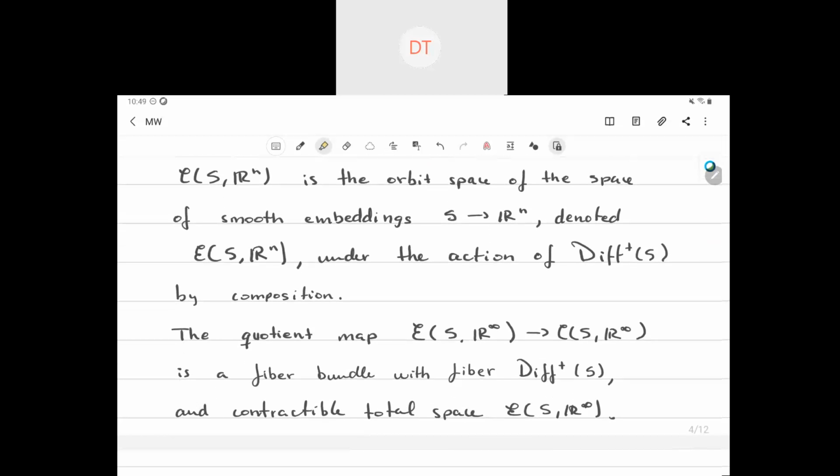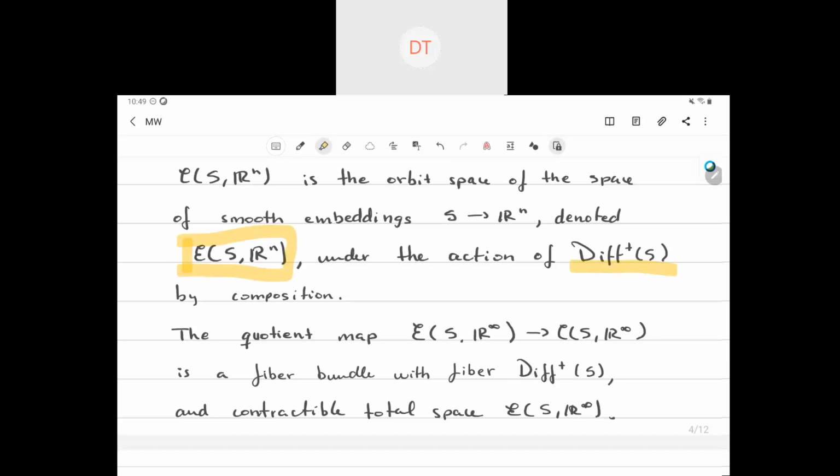So how else can we think about C, the configurations of S in R^n now? Like stop at one step, R^n, and how can we describe this? Okay, so one way to think of it is the orbit space of the space of smooth embeddings of S into R^n, denoted by this Emb(S, R^n), under the action of the group of orientation preserving diffeomorphisms.